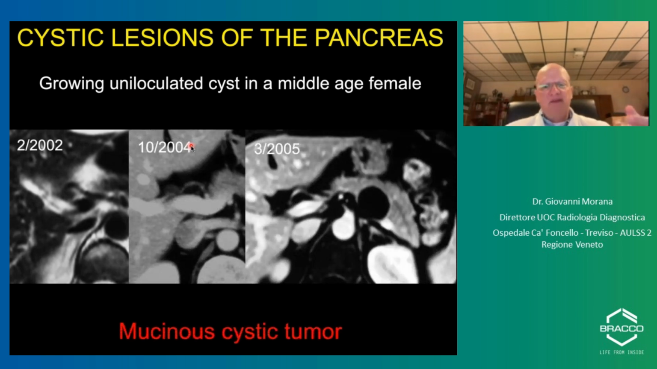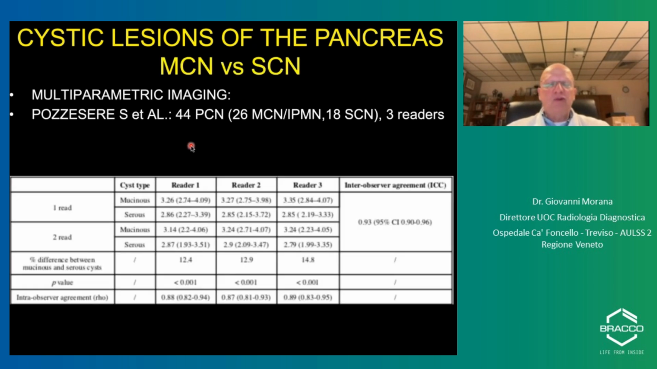So sometimes it's difficult to make a differential diagnosis, so that's why MRI can be useful. And according to some papers, the ADC value of MRI can help us to distinguish between mucinous and serous lesions. As a rule of thumb, more than 3 is more typical of mucinous lesions, less than 3 is more typical of serous lesions.